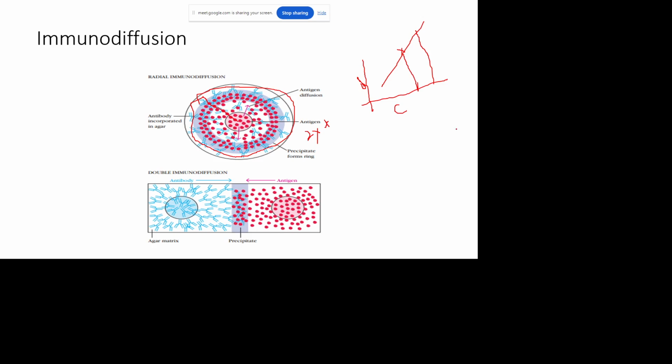So if you increase the concentration of the antigen, then the radius of that precipitation line will increase. So that's how, from this plot, you can get the concentration of an unknown antigen.